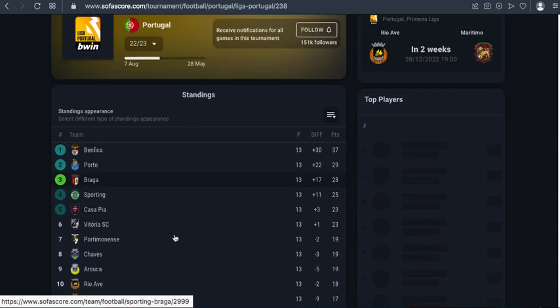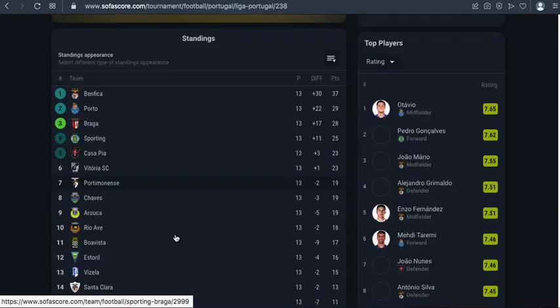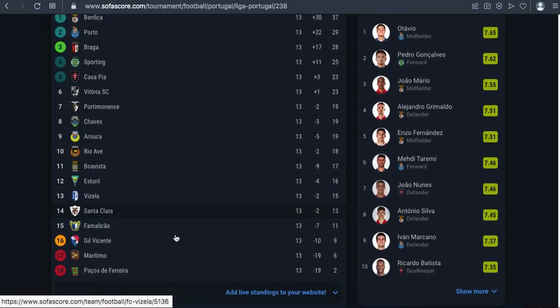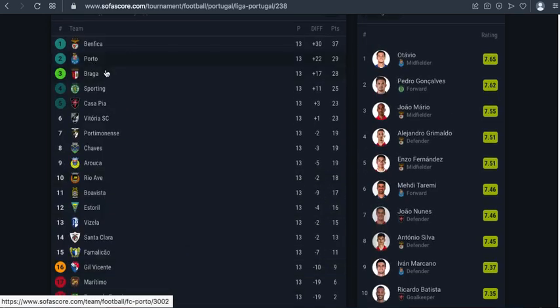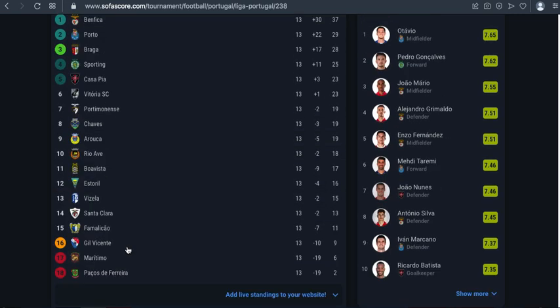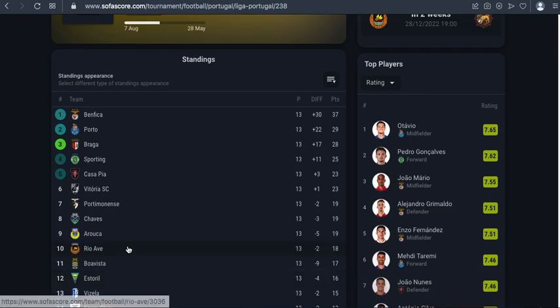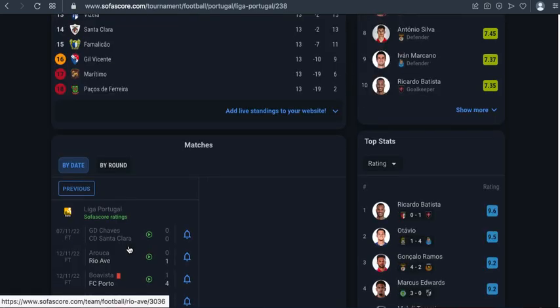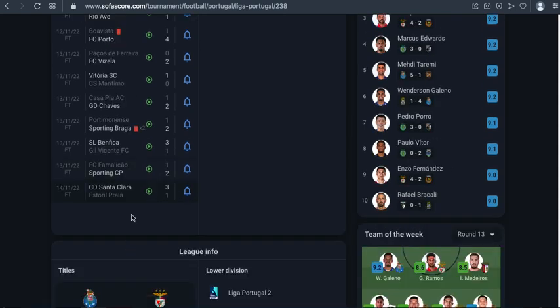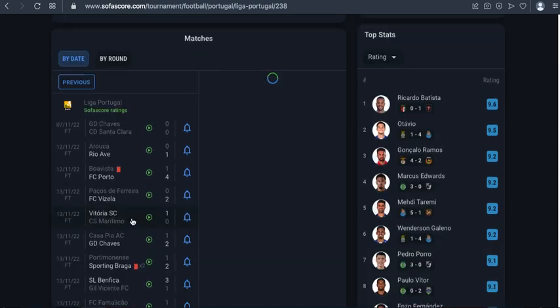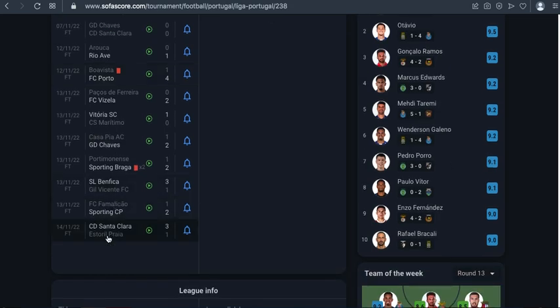So you can see that Portugal has more favorite teams under them. For example, Benfica, Porto, Braga, Sporting, Casa Pia, Vitória SC, and so on. They have more favorite teams that you can trust. Yes, but you have to scroll down and you get the matches they are about to play. So this is it. You can see that they are not having a match today. I think Portugal League is not having a match to play today.